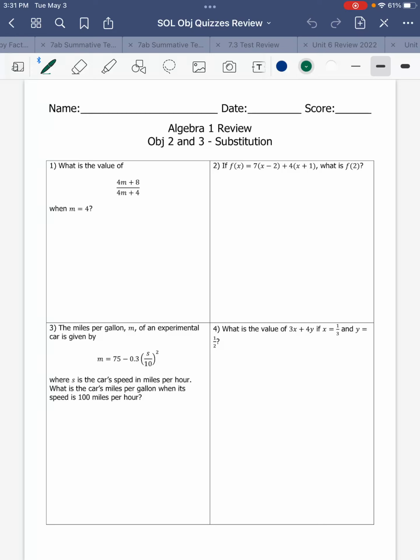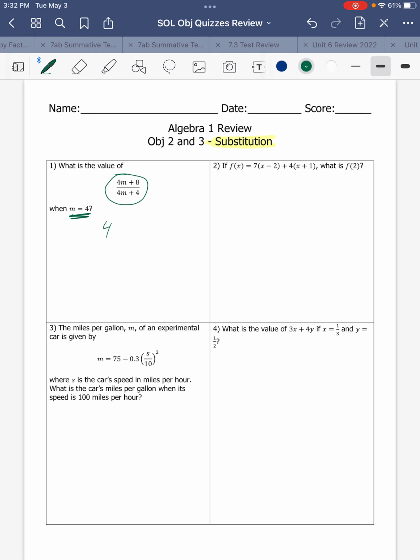All right, welcome to the SOL review. Today we're talking about the substitution problems. Let's take a look at them. So the first one: what is the value of the expression (4m + 8) over (4m + 4) when m equals 4?